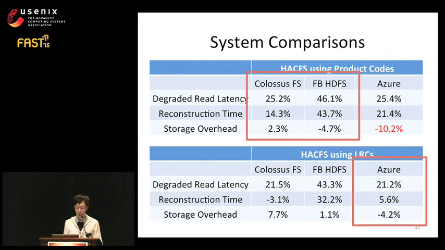Overall, HACFS is a general methodology which can better exploit the strengths of each individual code family. And the product code here is better for recovery, LRC is better for storage overhead. However, if you compare a HACFS PC, which is optimized for recovery, with LRC, which is optimized for storage overhead, you may not have a fair comparison. So that's why we lose 10% storage overhead here.